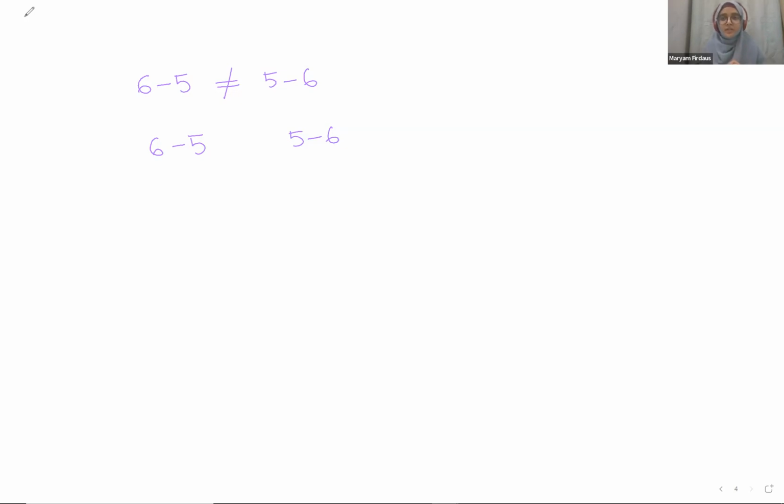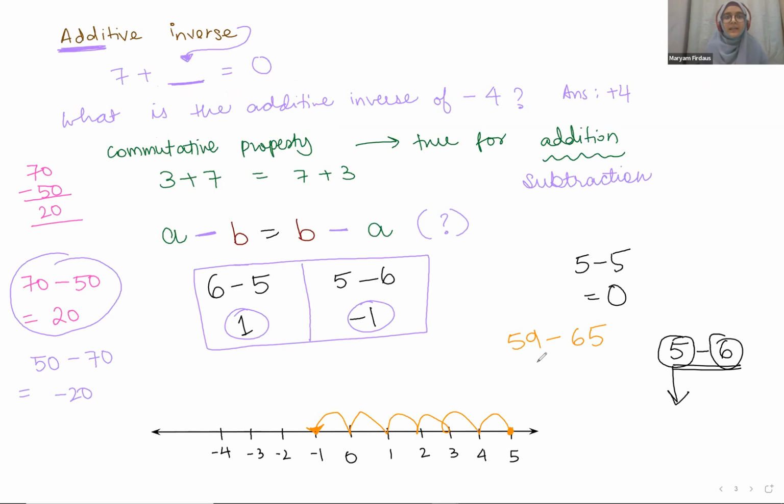Okay, Hiba, just a sec. Pay attention over here. Take a look at this question over here. What is the additive inverse of minus 4? The answer is plus 4. So what can you say? What is the relation between minus 4 and plus 4?